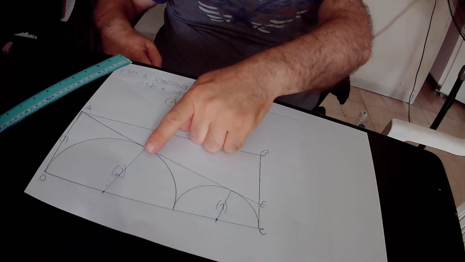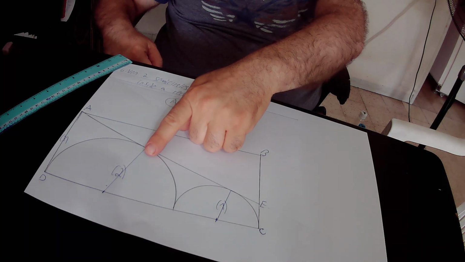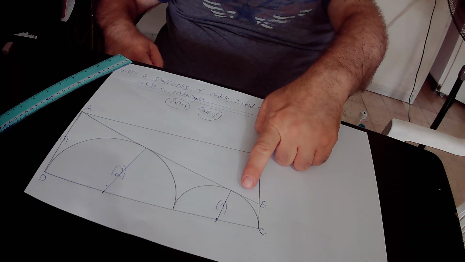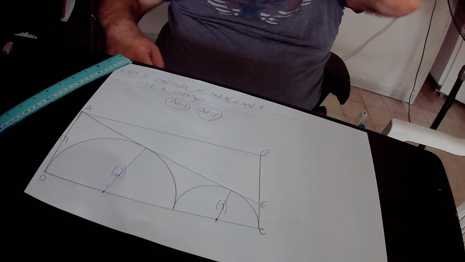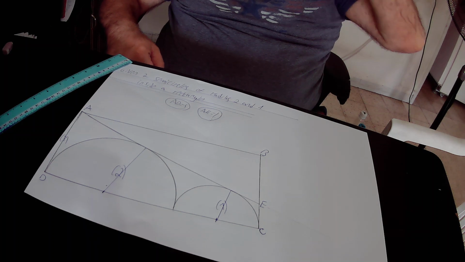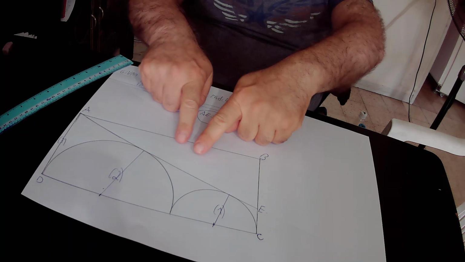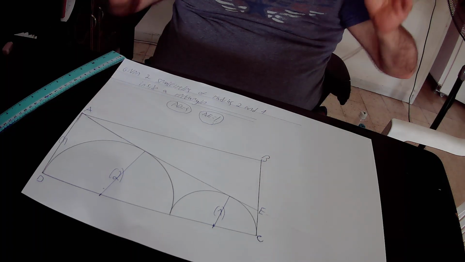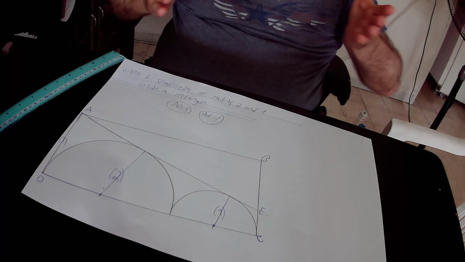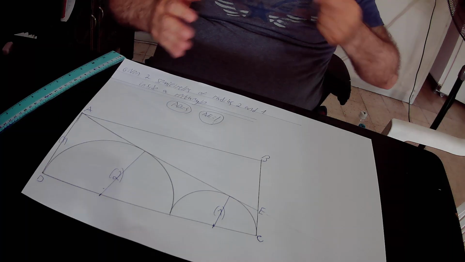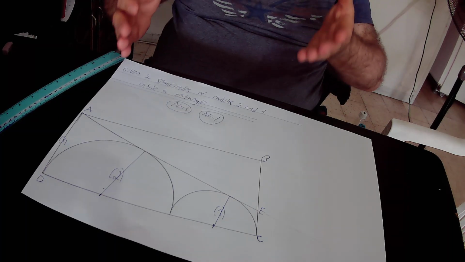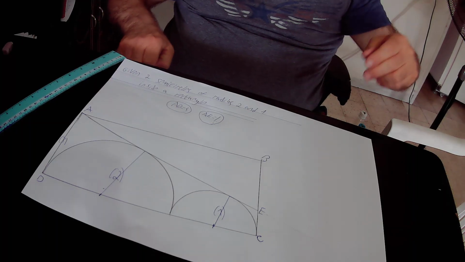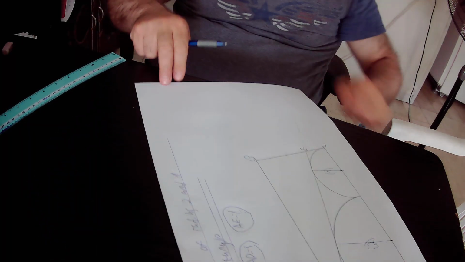The radius of this big semicircle is equal to 2 units. The radius of this small semicircle is equal to 1 unit in its length. And our mission is to find out the length of this line segment AE. So first of all, we know that ABCD is a rectangle, and therefore all the angles inside this rectangle are right angles.